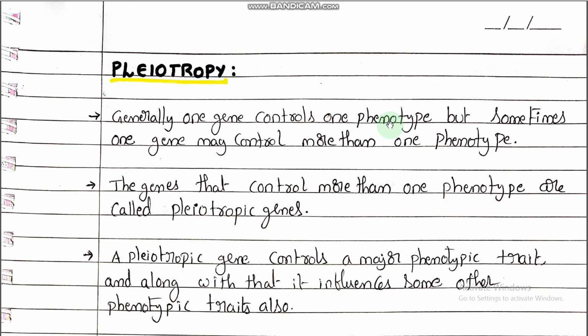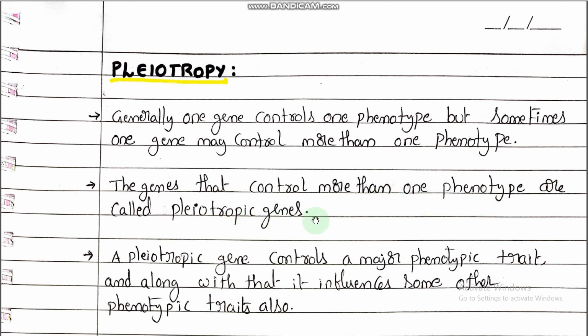One gene controls one phenotypic character, but sometimes one gene may control more than one phenotypic character. That condition is called pleiotropy. So go for the next point. The genes that control more than one phenotype are called pleiotropic genes.